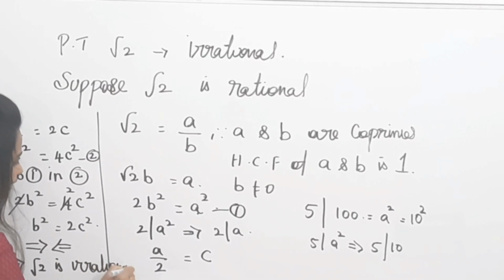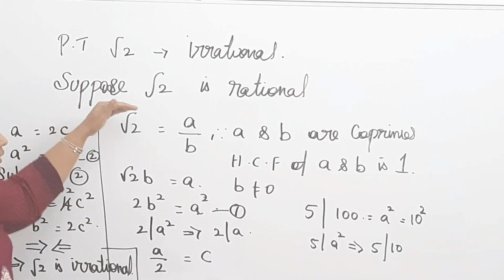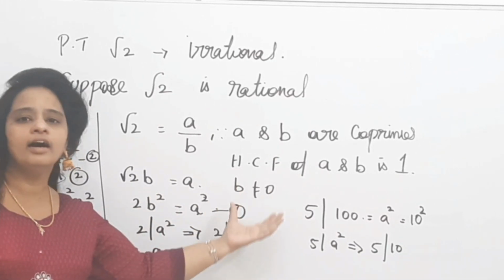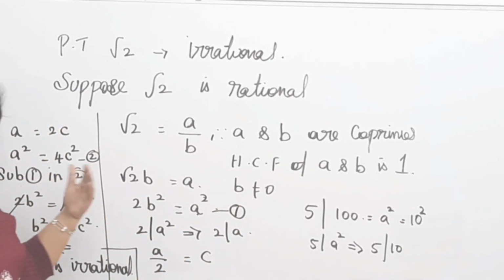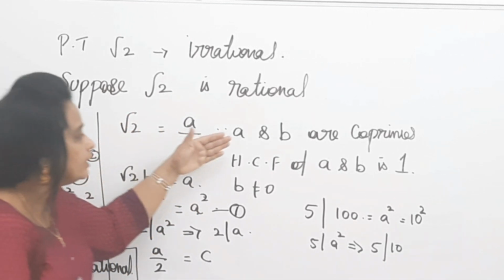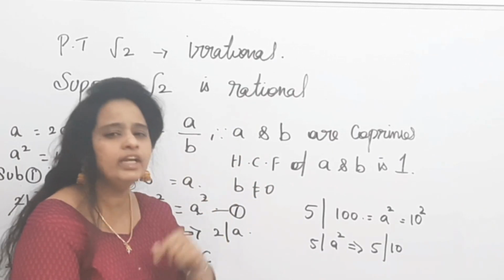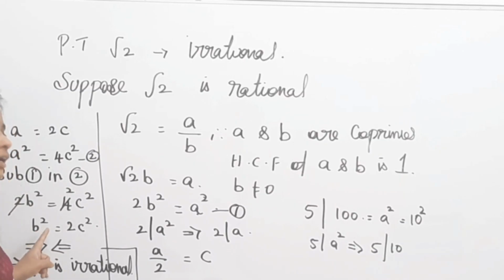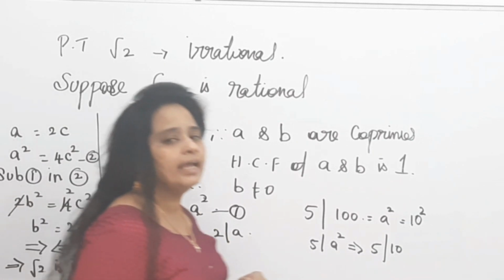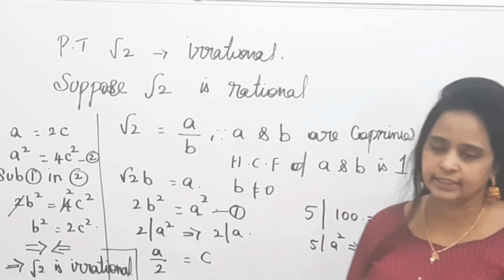Hope everyone gets my point on how to prove it is irrational. Suppose root 2 is rational. I take root 2 equal to a by b, and because of this theorem, I prove that there is one more common factor for both a and b, which contradicts our assumption that a and b have the common factor only the number 1. But this is a contradiction to our assumption. So root 2 is irrational. Hope everyone understands this concept, how to prove root 2 is irrational.